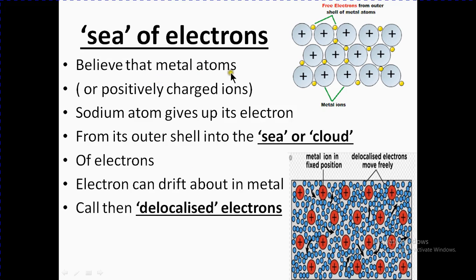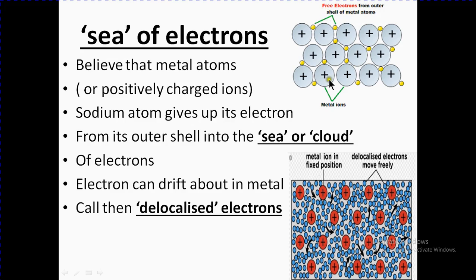Sea of electrons. Believe that metal atoms become positively charged ions, like a sodium atom giving up its electron from its outer shell into the sea or cloud of electrons. You can see here, for example, the electronic structure configuration of a metal atom like sodium. Here the electrons are in their outermost shell, so these electrons can easily be given off because they are present in the outermost shell. Free electrons from the outermost shell of the metal atom.